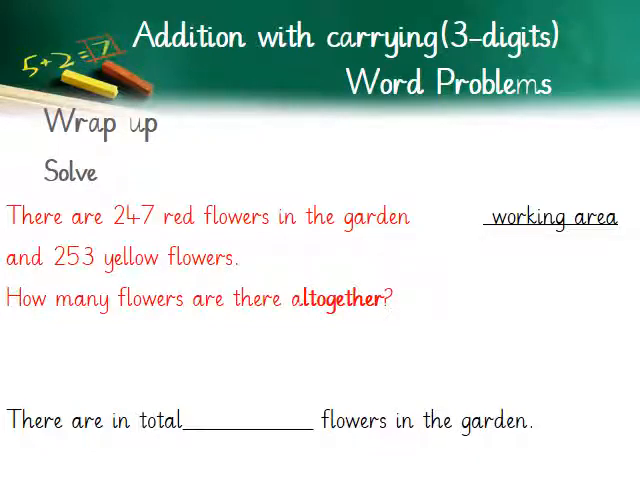Alright students, moving towards the wrap-up session of the lesson, you have to solve the given question. The question states there are 247 red flowers in the garden and 253 yellow flowers. How many flowers are there altogether? Yes, very simple. Make the statement, make a sum and find out the answer. Two numbers are given, make two statements, and make a sum with the help of these numbers, 247 plus 253. What's the answer? Yes, 500. There are in total 500 flowers in the garden. Correct answer. Good job.